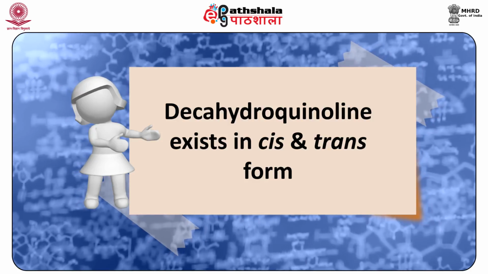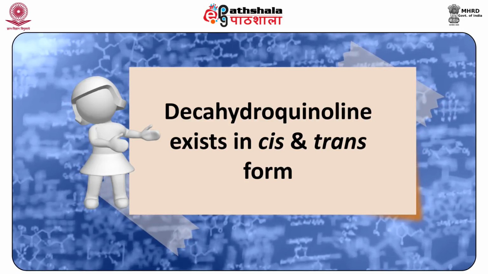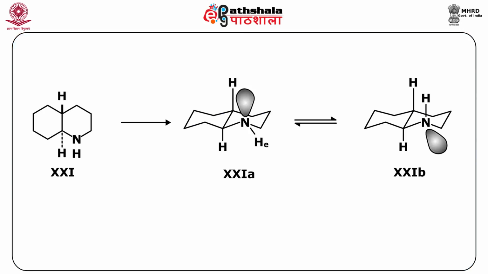Further, decahydroquinoline exists in cis and trans forms. As you can see in the structure shown here, pyramidal inversion at nitrogen in the trans form gives rise to invertomers, which are 21A and 21B structures as shown here. Here, nitrogen-H equatorial, that is hydrogen atom present at the equatorial position, is preferred. In the cis form, the 2 conformers are obtained by ring inversion.